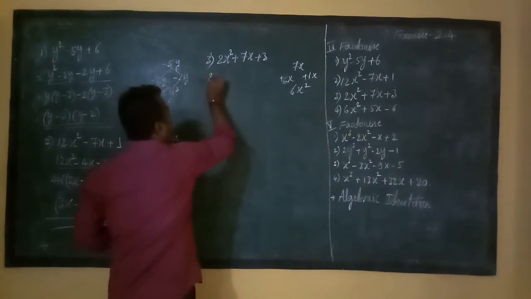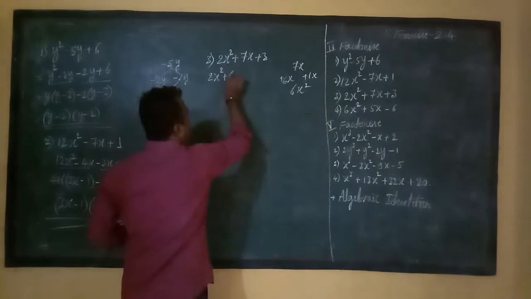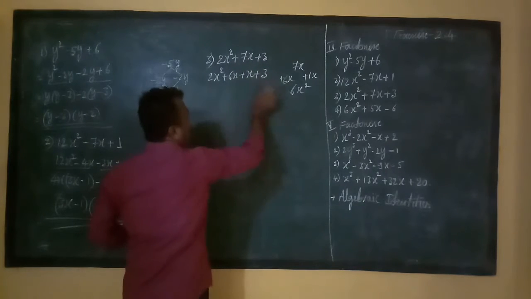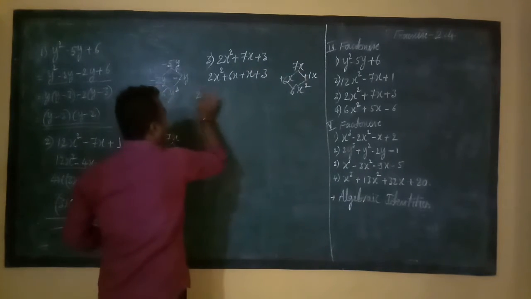Yes, 2x square plus 6x, instead of 7x we write 6x plus x, plus 3. 6x plus x is 7x. 6 ones are 6, and 3 twos are 6. Yes. So next, you have to take out the common factor.